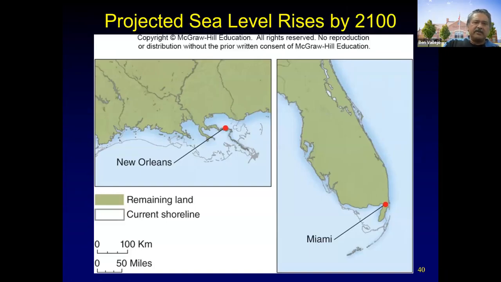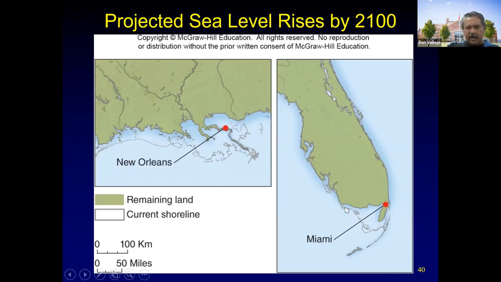If you take a look at this picture, this is a projection. The current shoreline, here's the coast of Louisiana right there. All right, there's Lake Pontchartrain right there. Look at this, New Orleans is barely out there. And this is when? By 2100. So you might live to see this, I'm not, but you might live to see it.